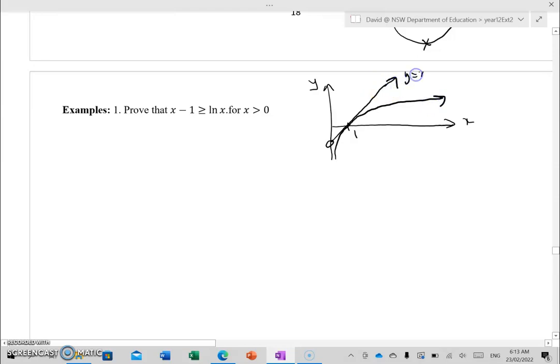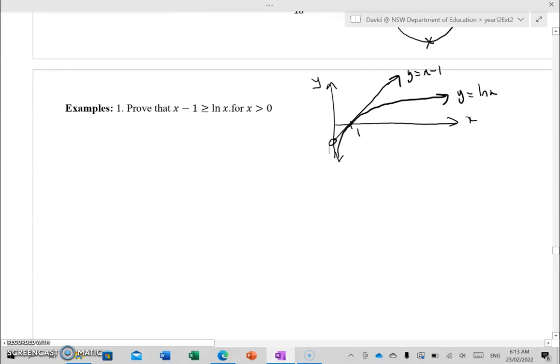So that's y equals x minus 1, that's y equals ln x. So you can sort of see from the graph what's going on. Maybe you're not convinced here though, but hopefully you know that x minus 1 is a tangent to ln x when x is 1. So it'll be okay. We can almost see it graphically, but let's prove it concretely using calculus.